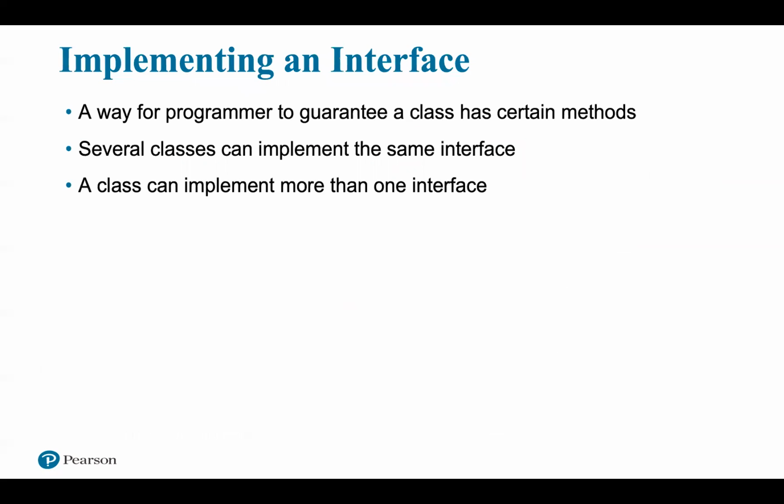So let's talk about implementing an interface. Any class that implements an interface must state that at the beginning of its definition by using an implements clause. For example, if a class circle implements the interface measurable, it must begin as follows: public class circle implements measurable. The class then must provide a definition for each method declared in the interface. In this example, the class circle must implement at least the methods get perimeter and get area.